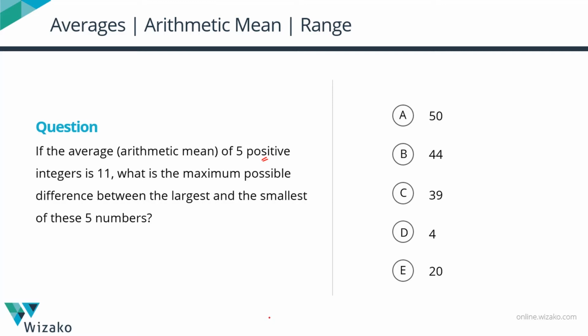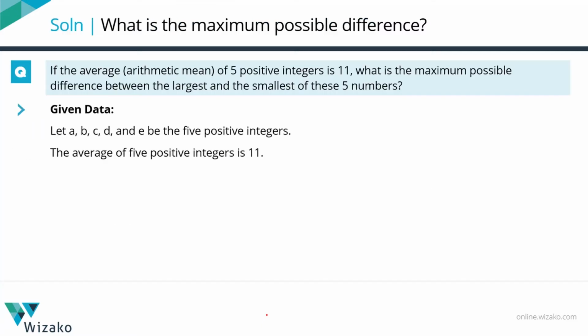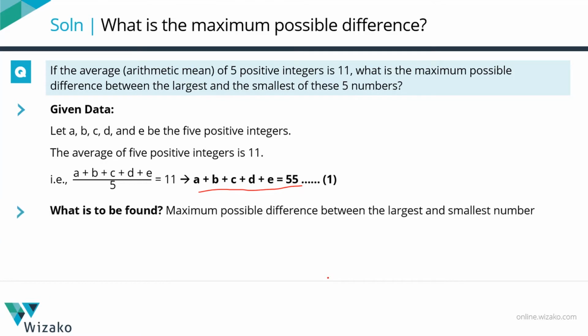Let's get started. The key data given to us is that these 5 numbers are positive integers and their average is 11. Let's say these numbers are A, B, C, D and E. If their average is 11, then essentially (A + B + C + D + E) / 5 is equal to 11, or cross multiplying, the sum of these 5 numbers will be equal to 55. What do we have to find out? We need to find out the maximum possible difference between the largest and the smallest number.